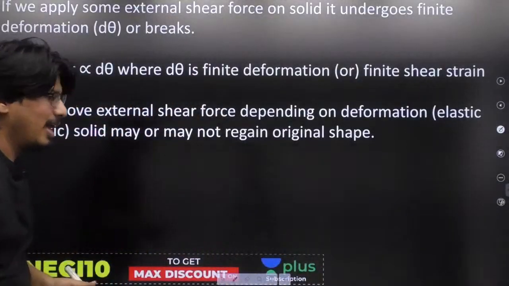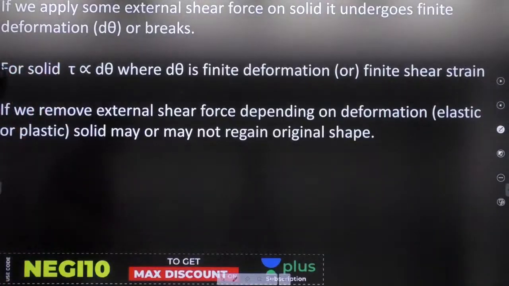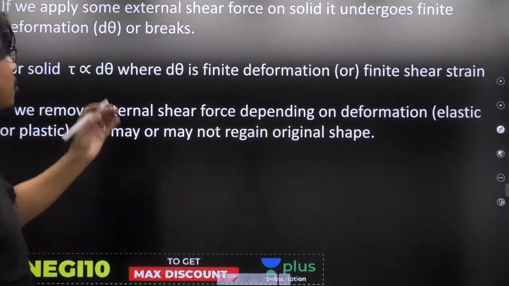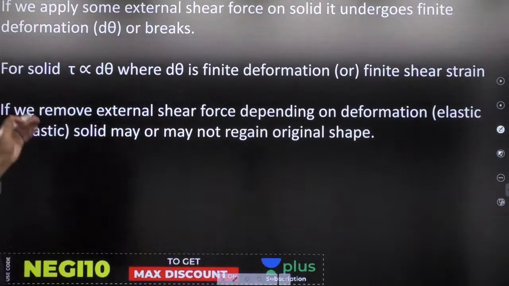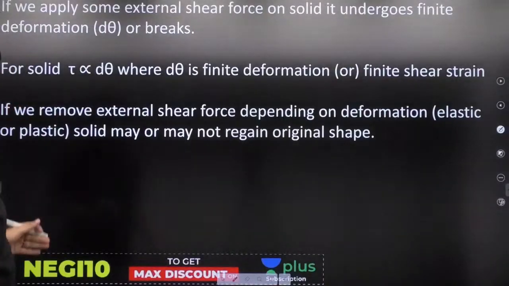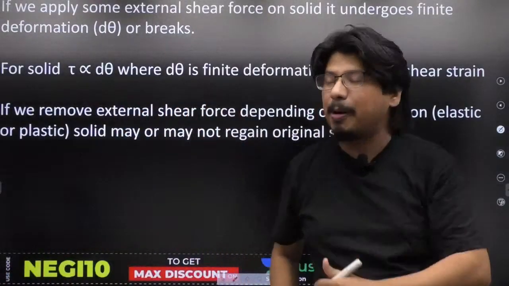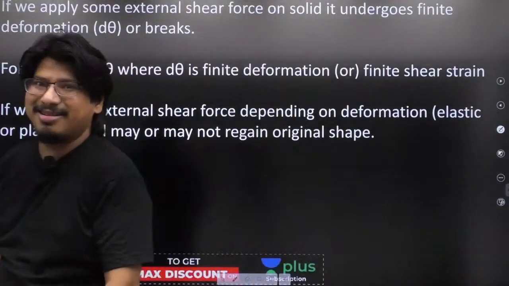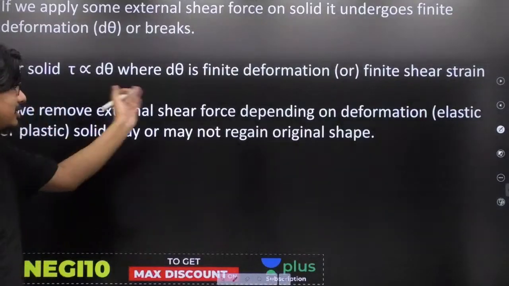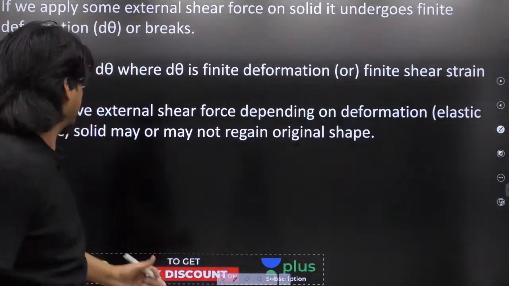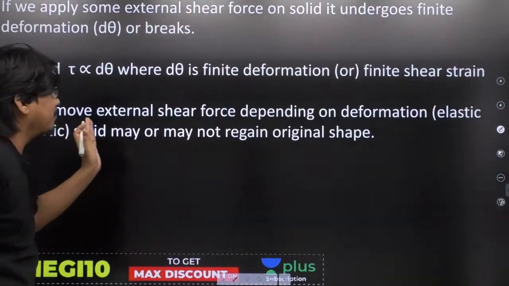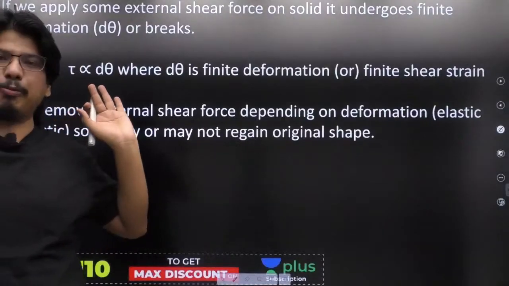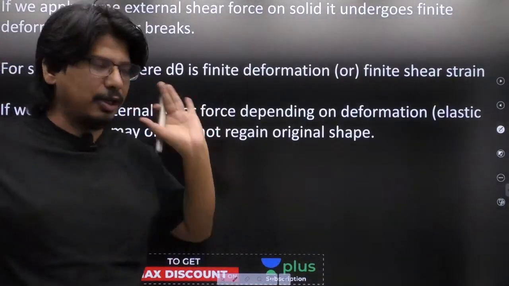So look at here. If we apply some external shear force on solid, it undergoes finite deformation, d theta, or breaks. Second point, for solid, shear stress is directly proportional to d theta, which is known as finite shear strain. Now the next point, if we remove external shear force, depending on deformation, elastic or plastic, solid may or may not regain the original shape. Is it clear to everyone? Are you clear till here?